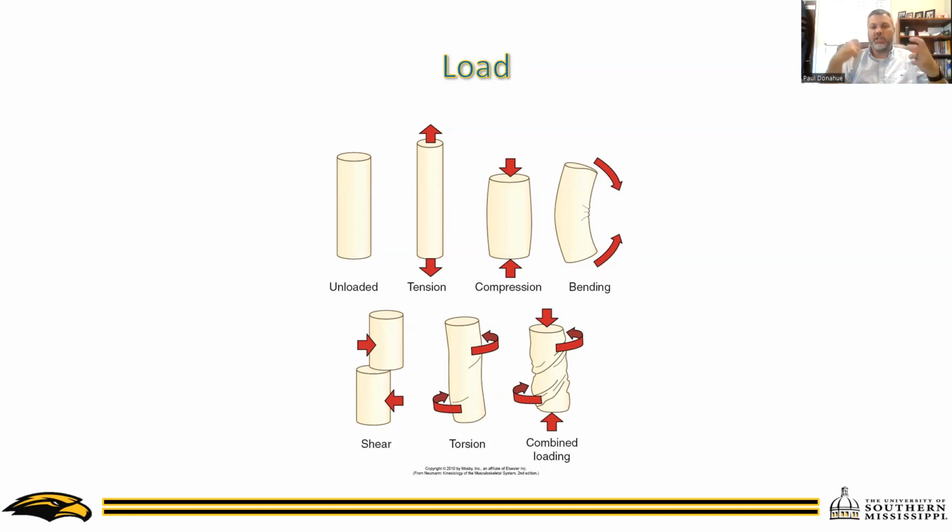So if we had tension and torsion being put together, that could be a combined load or a combination load. And that's our typical mechanism for a lot of our knee injuries, that combination loading of tension and torsion.